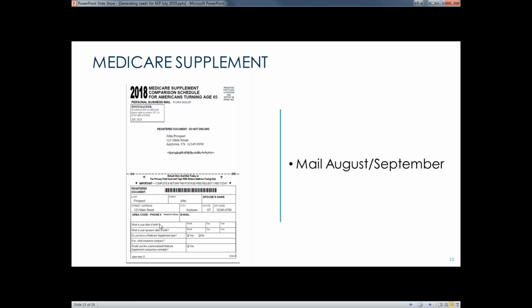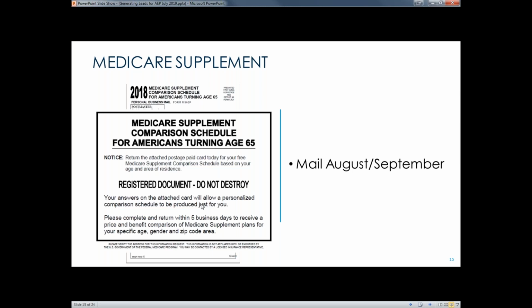And it asks for some information to return back to them. What's your date of birth? What's your spouse's date of birth? That type of thing. We do that. The messaging, again, is also very generic.